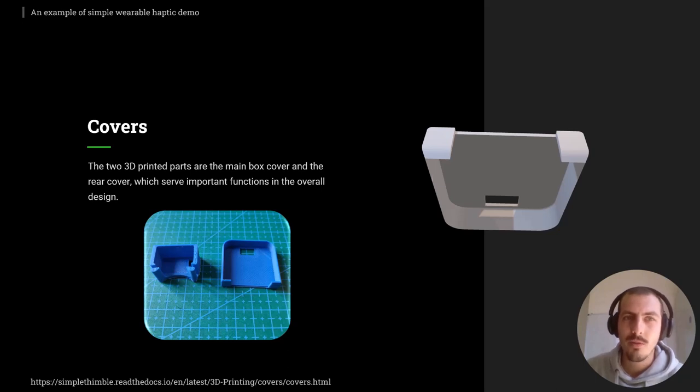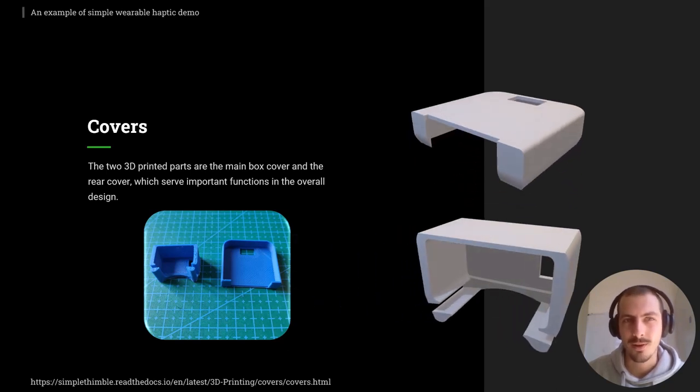The main box cover is not only aesthetically pleasing but also functional, as it interlocks with the main box. It helps to hold the servo motor in place, ensuring that it remains stable during use. This is essential for accurate and reliable manipulation of objects or instruments with the thimble.